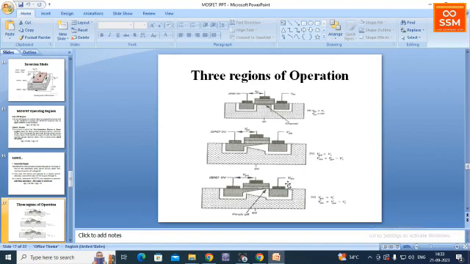So what is this pinch off condition? Here we increase our VDS. Once VDS increases, the reverse voltage also increases. As a result, the depletion region starts increasing, and at a certain point, where I am showing the cursor now, the channel will be cut off.